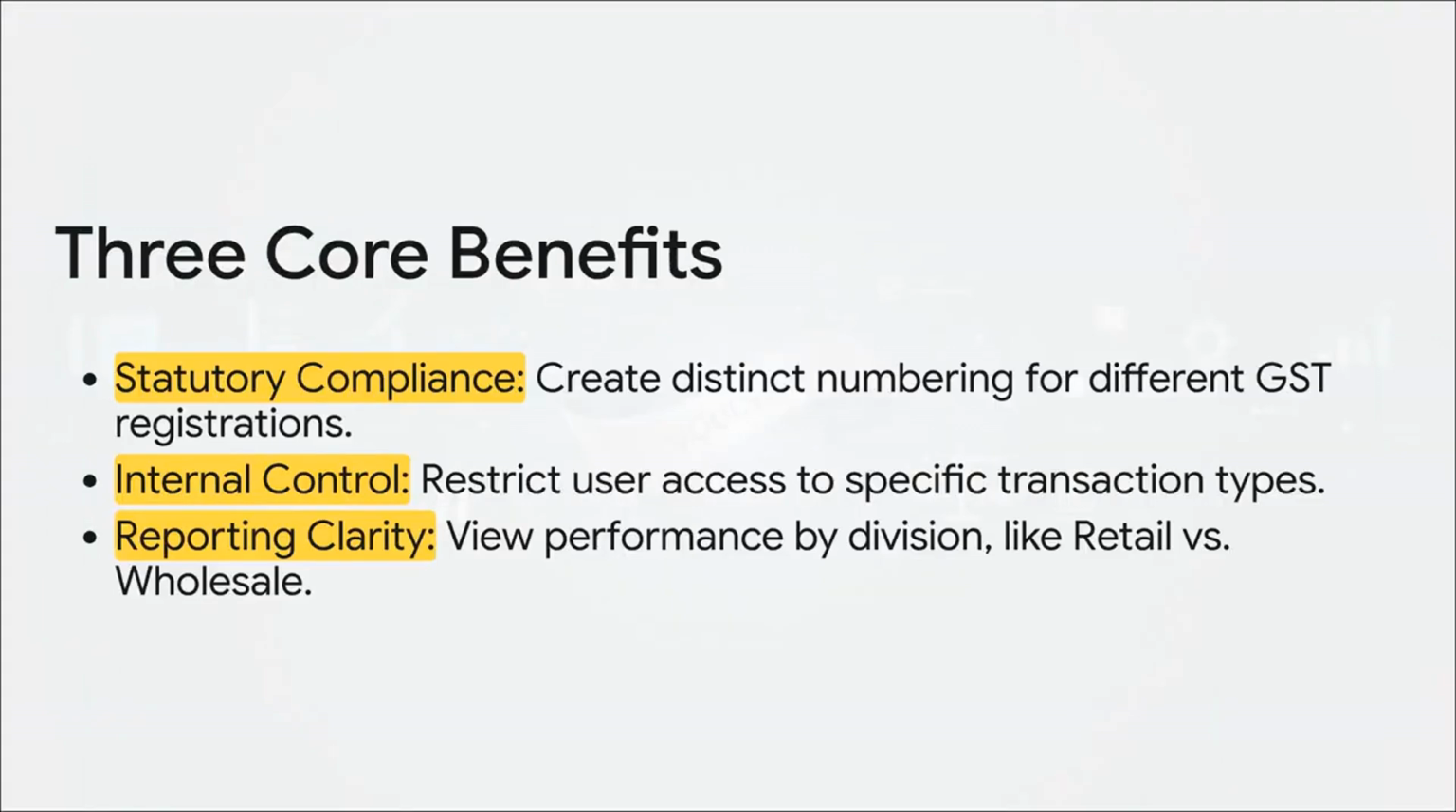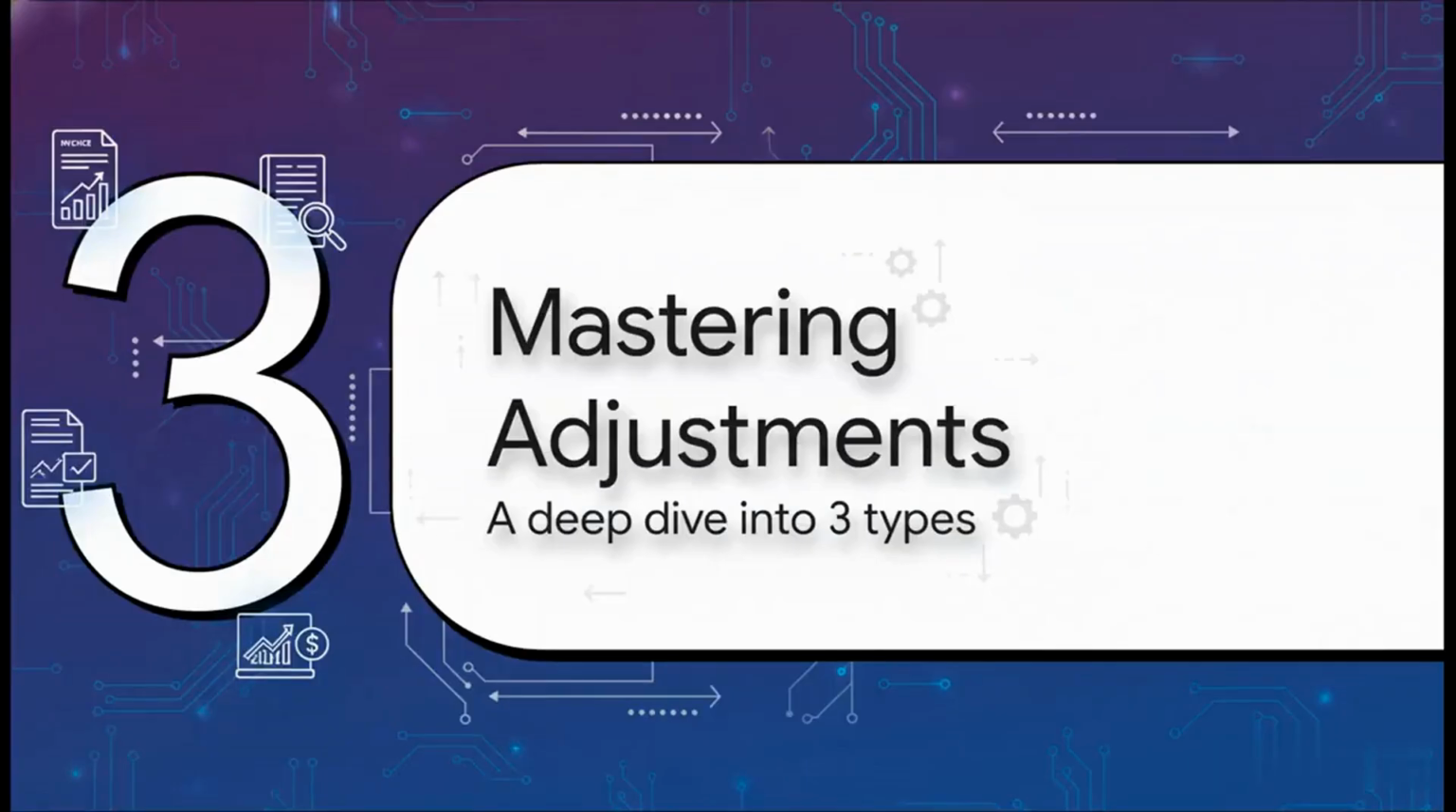And it really boils down to these 3 massive benefits. First, compliance. You can have separate, unique invoice numbering for different GST registrations, which is often a legal must-have. Second, internal control. Imagine letting a junior staff member only enter petty cash payments, but blocking them from making huge bank transfers. Game changer. And finally, reporting clarity. You can finally see, with just a click, how your retail sales are doing versus your wholesale business. It's powerful stuff.